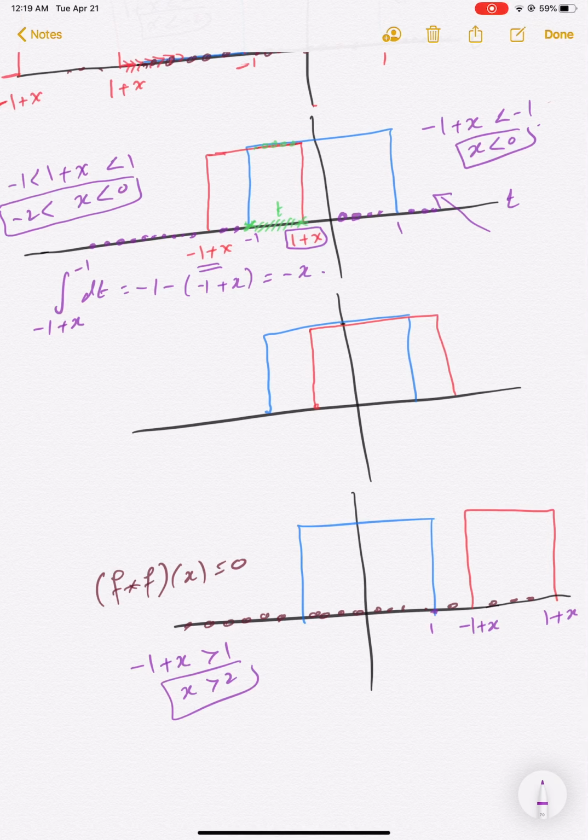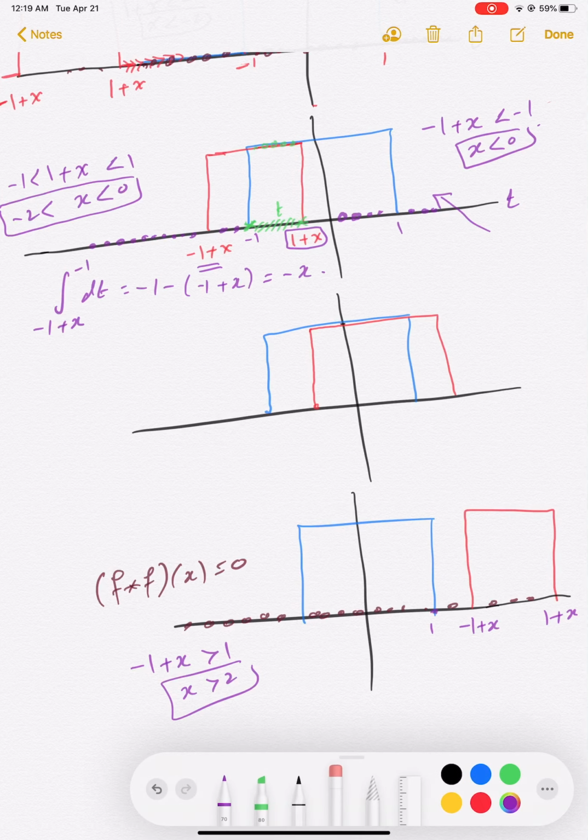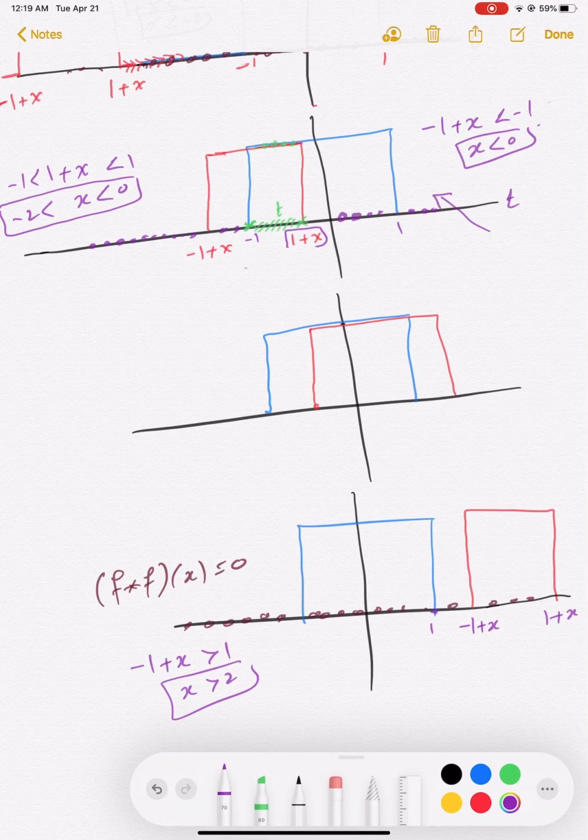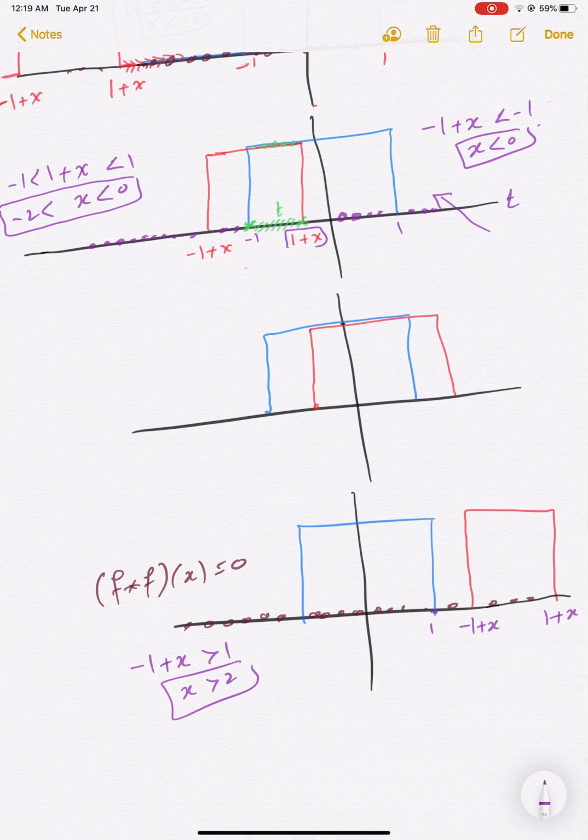So if x is between negative 2 and 0, then you will get the convolution equal to, sorry, I made this mistake. Okay, back please. So when x is between negative 2 and 0, and you look at this green area, the green area is not from negative 1 plus x, it's from negative 1 to 1 plus x of 1 dt, and if you subtract, you will have 1 plus x minus negative 1, so it is 2 plus x.